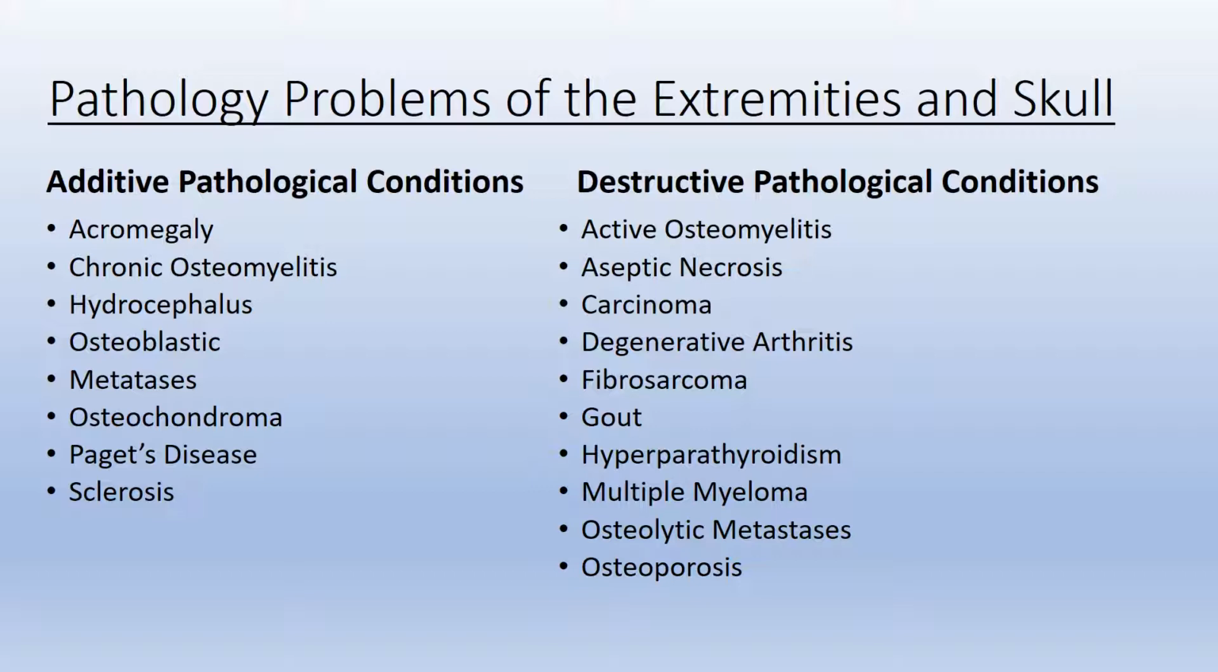The destructive pathological conditions would include active osteomyelitis, aseptic necrosis, carcinoma, degenerative arthritis, fibrosarcoma, gout, hyperparathyroidism, multiple myeloma, osteolytic metastasis, and osteoporosis.